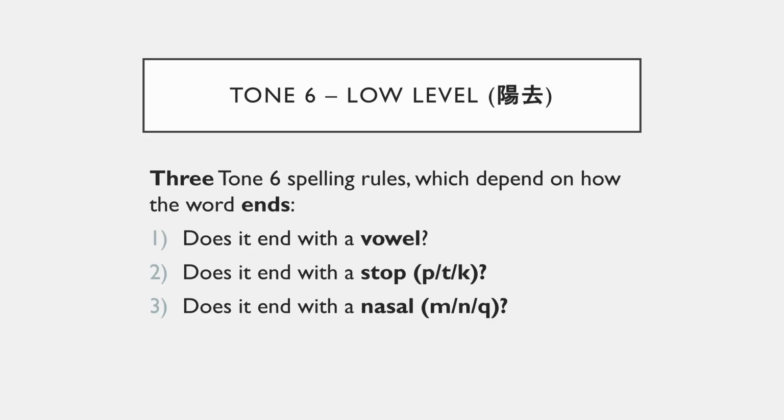Okay, so finally we have tone 6, which is the low level tone. So it's low and flat, kind of like this. This one actually has 3 different spelling rules, and they all depend on how the word ends. So does the word end with a vowel? Does it end with a stop, as in P, T, K? Or does it end with a nasal, M, N, Q?